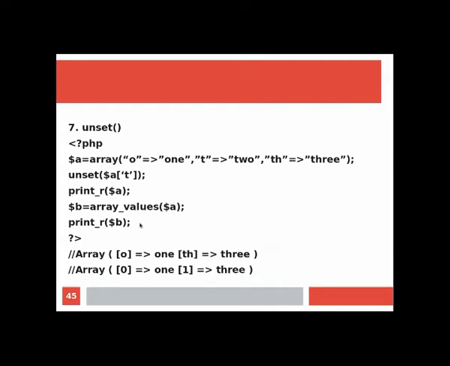Then the next statement, $b = array_values($a); And next, print_r($b). Here $b holds array_values of $a, so the values will be printed as they are. The output will be Array([0] => 1 [1] => 3). Because we used array_values, 1 and 3 are printed.